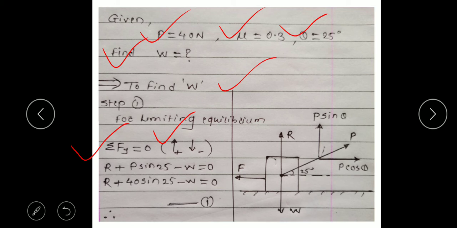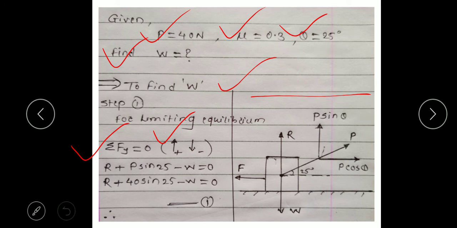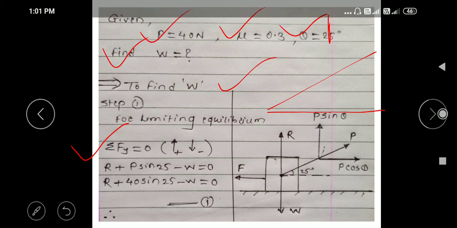That is related to the horizontal, that's why the up and down direction is there. In the inclined plane, the direction is different, means that direction will be inclined.